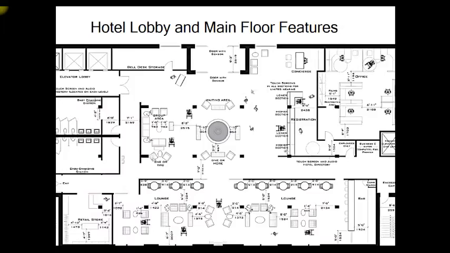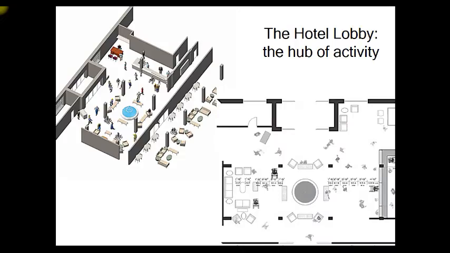When we look at a hotel lobby, we can see that there's a lot of different functions going on. Everything from food service, a bar, office space, the registration desk, the restrooms, the retail store. And a lot of times people are gathering in these spaces just to do some people watching. It's literally the hub of the activity. All the activities spring from this center.